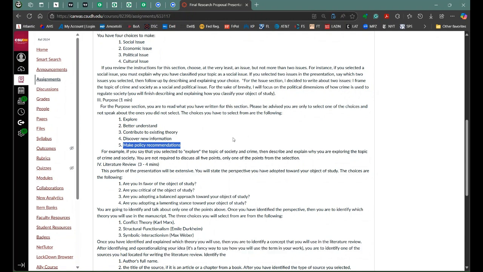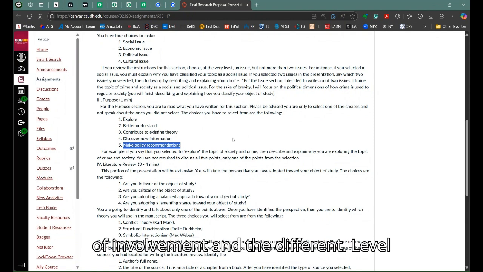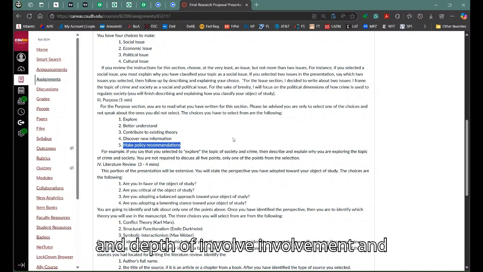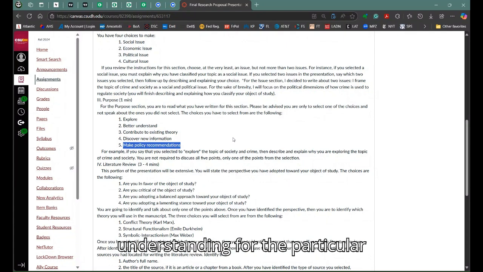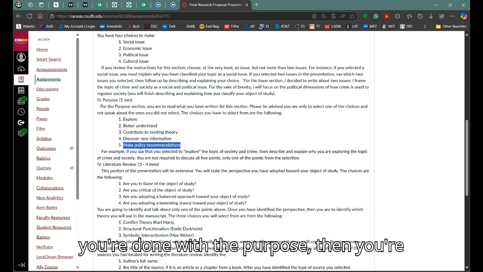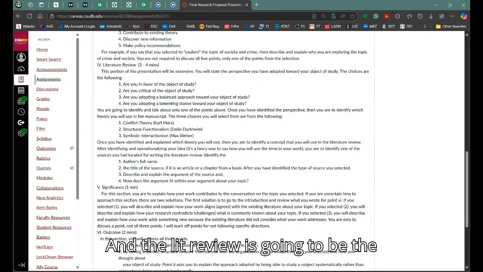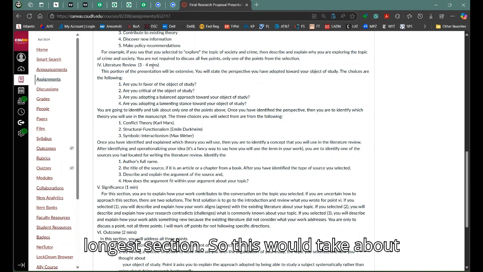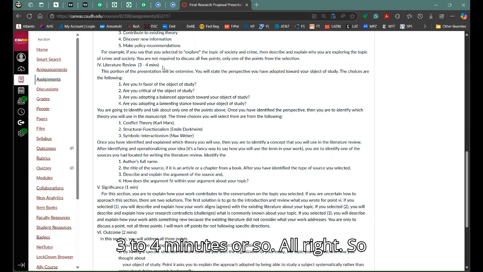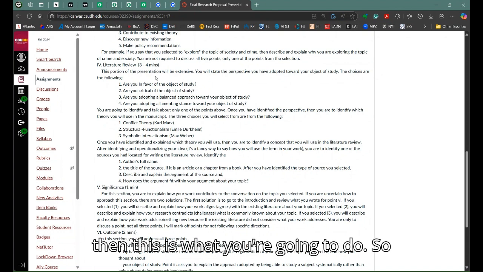So then hopefully just by taking each point, you're able to see the different levels and depth of involvement and understanding for the particular topic. Okay. Now, when you're done with the purpose, then you're going to go to the lit review. And the lit review is going to be the longest section. So this would take about 3 to 4 minutes or so. All right. So then this is what you're going to do.